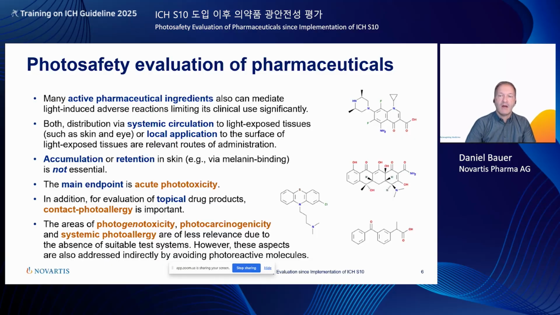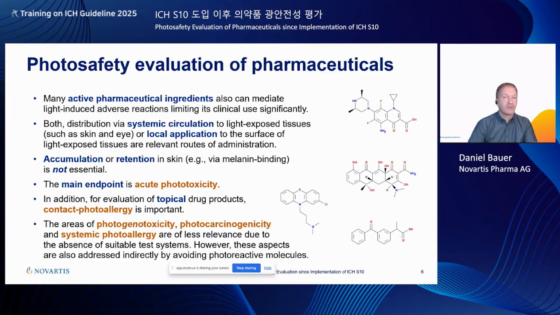And just as a side note, accumulation or retention in skin can happen, e.g. via melanin binding, but is not essential for those phototoxicity reactions. It's just the blood flow through the capillary system in the skin which is typically sufficient to allow for these light-induced reactions. So you can look at accumulation or retention, but it's not a prerequisite to see acute phototoxicity.